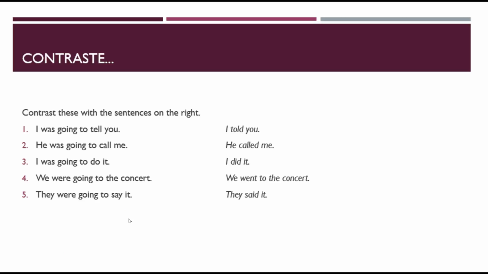I was going to tell you versus I told you. You can see even in English, on the one side, you're talking about things that may have never actually happened. If I was going to tell you something, that means that I may have never actually gotten to tell you, right? This is what you say when somebody asks you a question, asks you about something you should have told them.